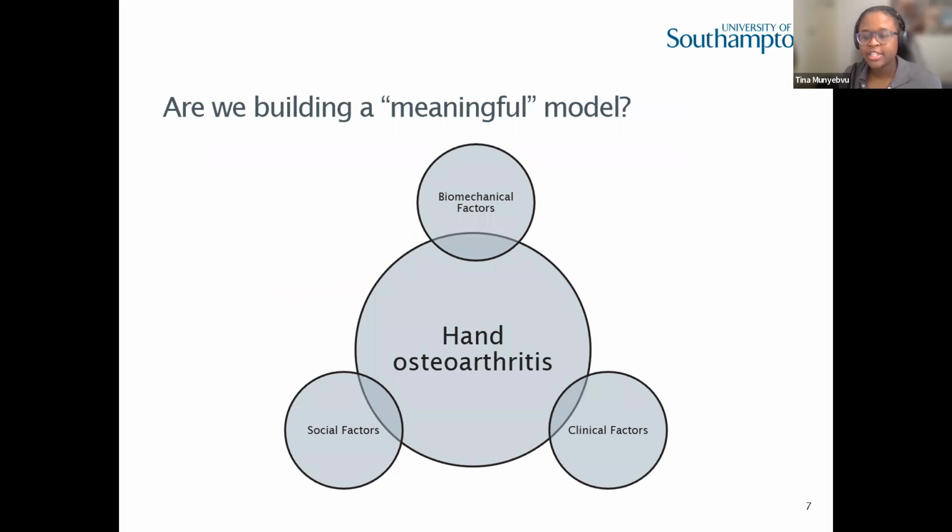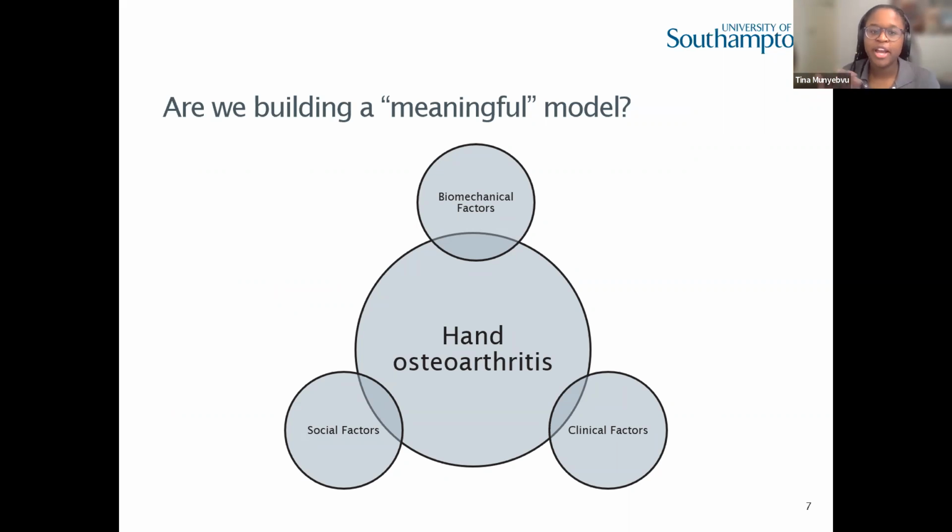So the question is, as engineers, are we building a meaningful model? So we love focusing on numbers and the quantities of stuff when we're designing devices or tools that will be used to treat or monitor musculoskeletal conditions.